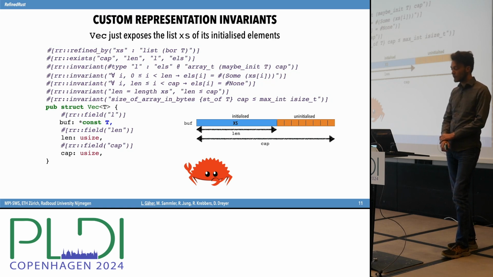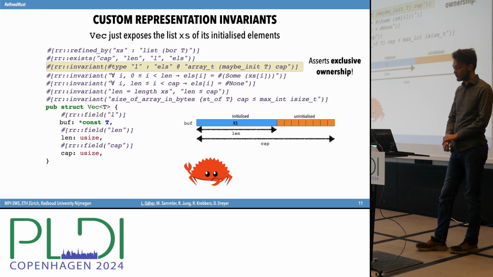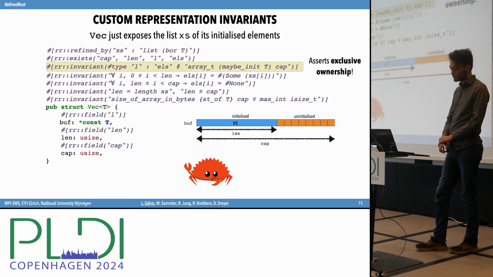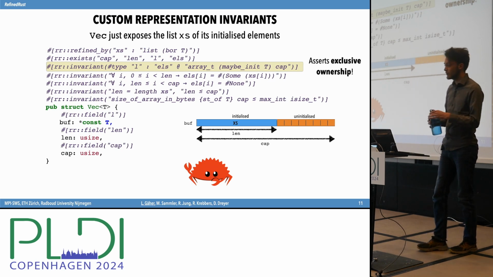But the most interesting part is that we manually specify a type for the buffer using RefinedRust's array T type. This is a new type that does not directly correspond to a Rust type, but we need it to crucially assert ownership over the buffer and say which elements it contains. And this also nicely corresponds to the intuitive safety invariant that a Rust programmer might imagine for this vector.